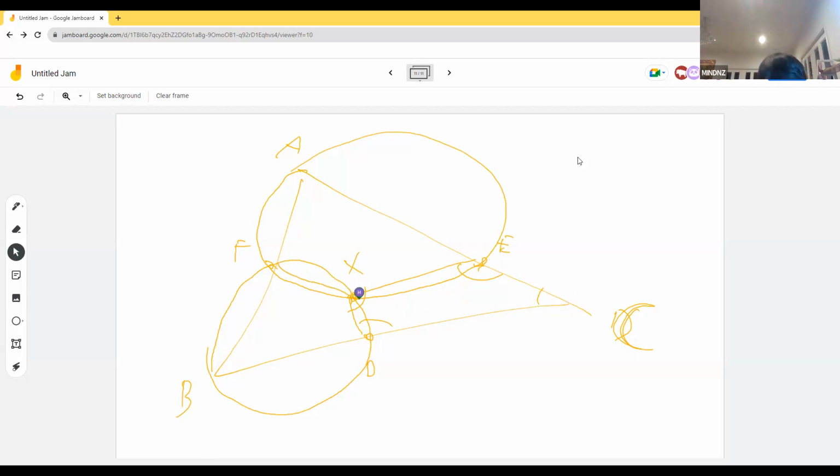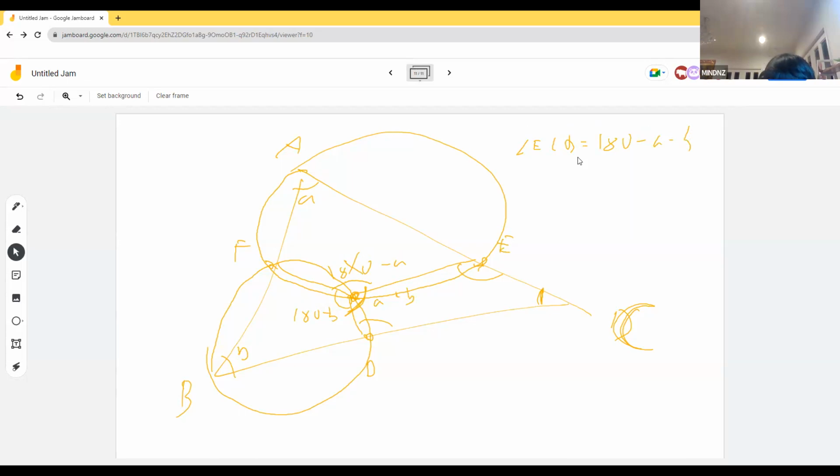So the first way would be to prove angle ECD and EXD sum to 180. And the way to prove that is, angle ECD is equal to 180 minus A minus B. This is equal to 180 minus A. This is equal to 180 minus B. So this is A plus B. So the two angles sum to 180.